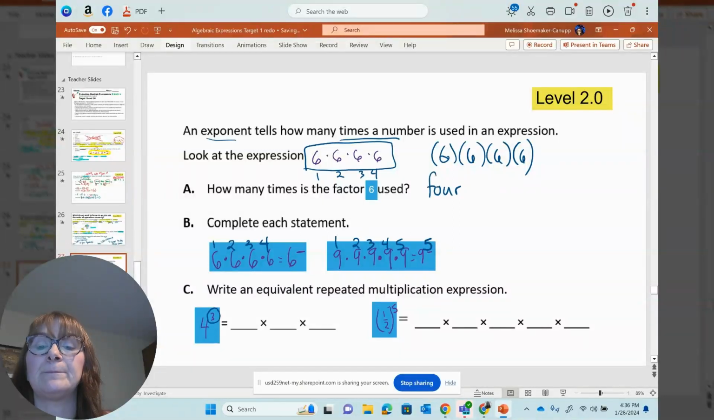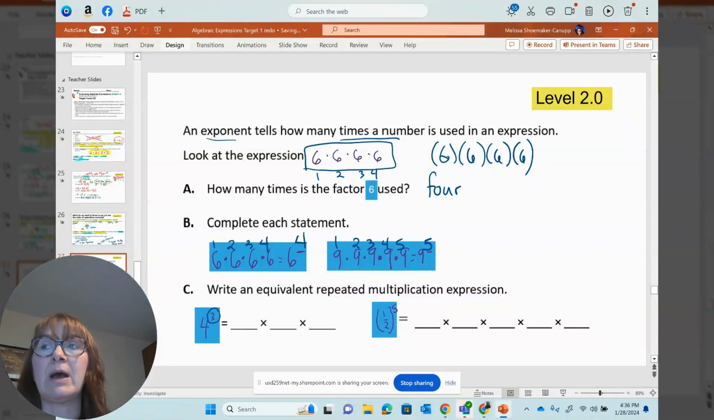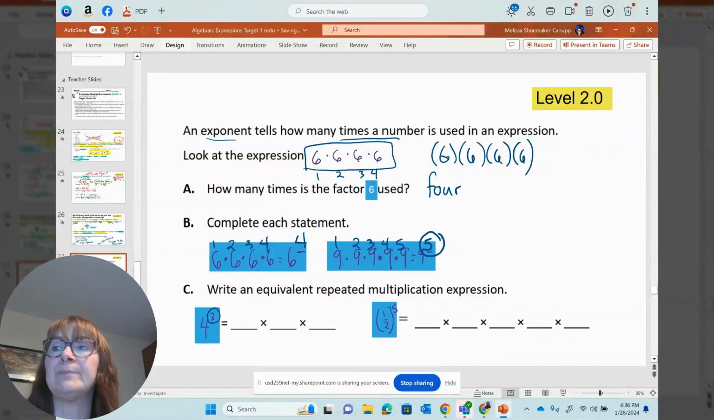So double check. Complete each statement. If I have 6 times 6 times 6 times 6, that equals 6 to what power? 1, 2, 3, 4. To the 4th power. You have a whole bunch of 5s, so you count up your 5s and see what the power should be. I have 9 times 9 times 9 times 9 times 9. That's 1, 2, 3, 4, 5 9s. So I wrote 5 as the exponent. You have 8s. Count them up and see how many you have.